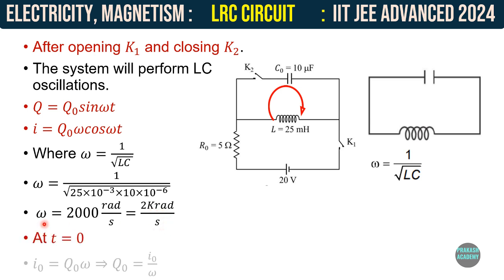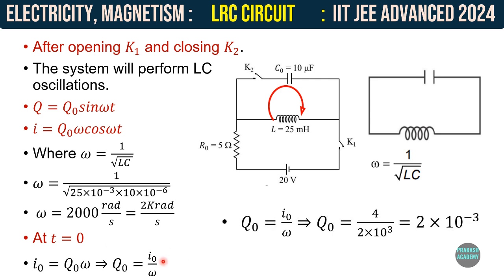We have to find at t equals 0, what is the current? If you put t equals 0 here, cos omega t will be 1, because cos 0 equals 1. So this is Q0 omega. We have to find Q0, so Q0 equals I0 by omega. I0 we calculated earlier, that was 4 ampere, and omega we calculated as 2 into 10 to the power 3 radian per second. So if you calculate this, Q0 equals 2 into 10 to the power minus 3 coulomb.